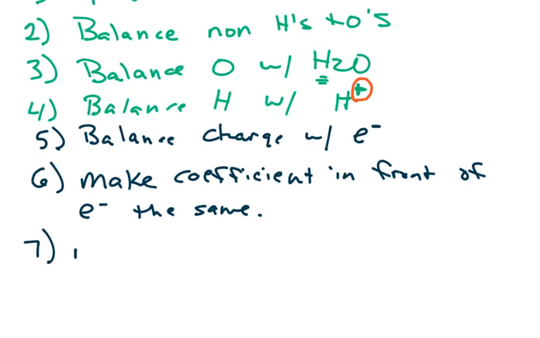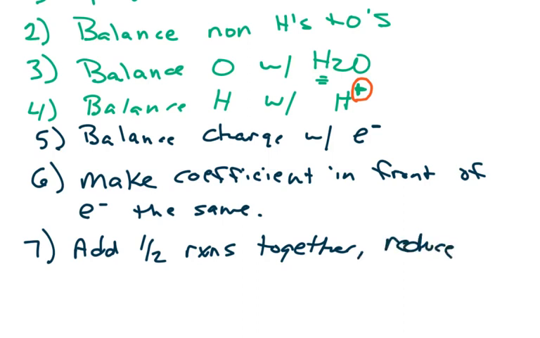Now, we add the half reactions together, reduce and simplify. You should be able to get rid of your E's if you did it right. Your E's should go away. You know, if you've got 20 E's on the left, you should have 20 on the right. And they cancel out, they go away.